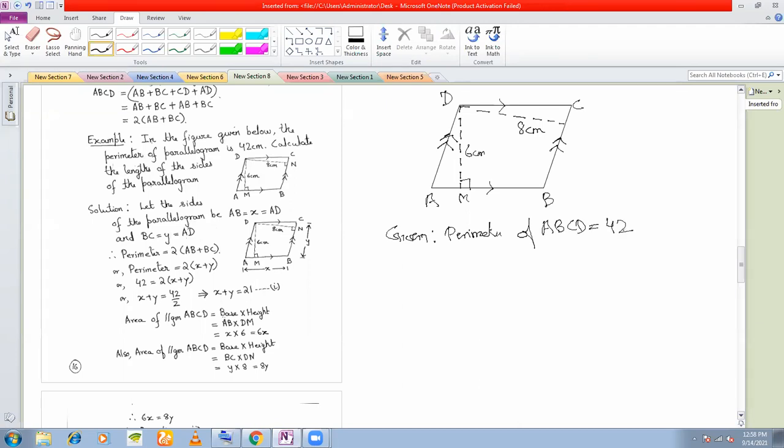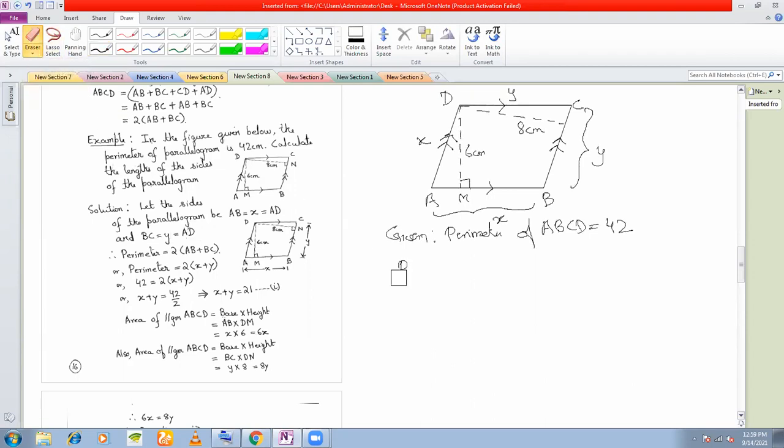How much have they given? 42. They are asking you to calculate the length of the sides of the parallelogram. Okay, now suppose I take this length as x, and if I take this length as y, then obviously this length will also be x, this length will also be y. So what is the perimeter?